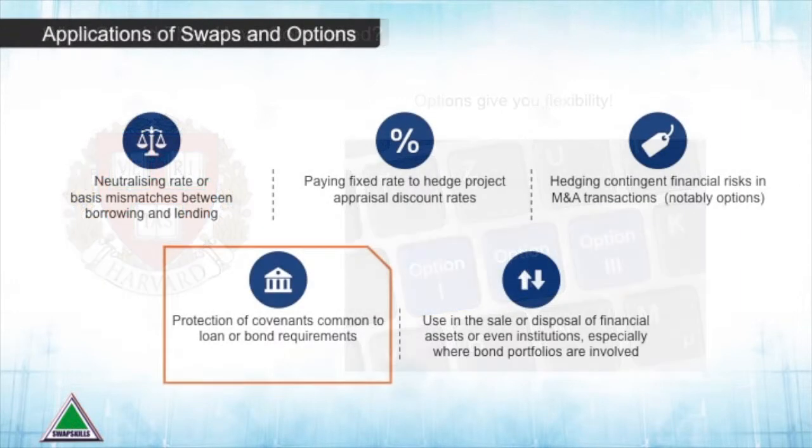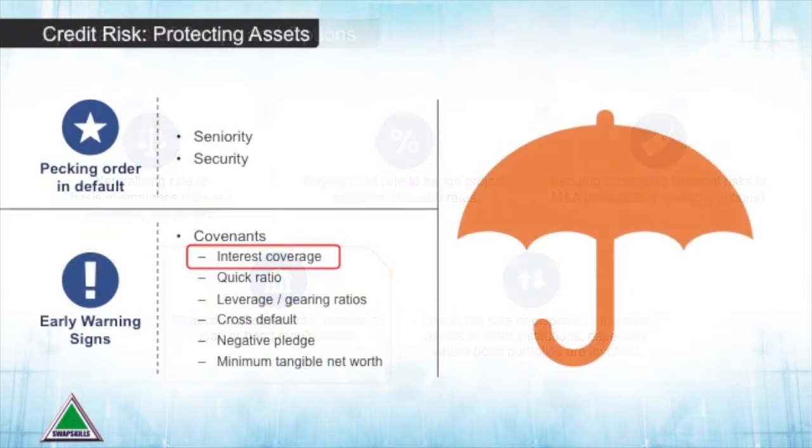Okay, let's look at covenants now. These are red flags in loans which warn the lender if the borrower may be experiencing financial difficulties. If a covenant's breached, then technically the lender has the right to call the loan or ask to be repaid early. In reality, the bank would try and work out what was going on before pulling the plug.